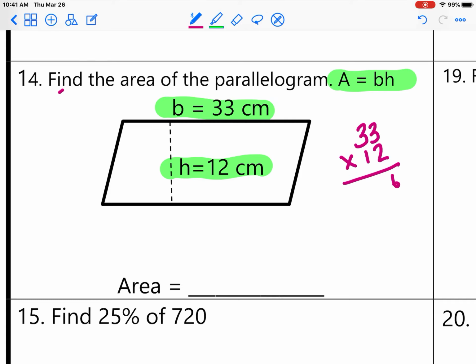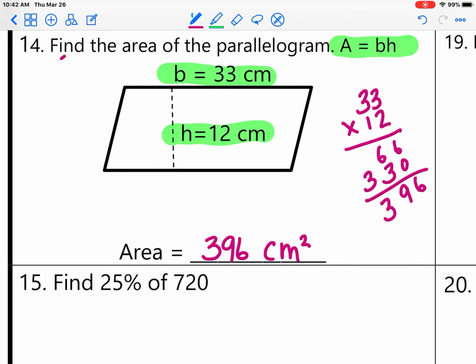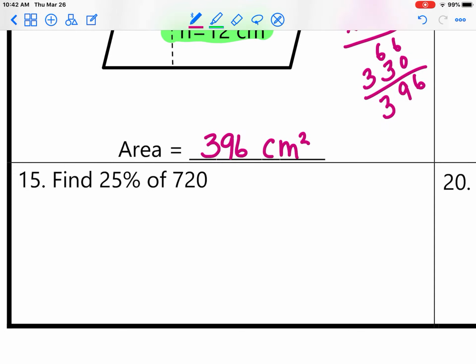And then here we go. 2 times 3 is 6. 2 times 3, still 6. 0 placeholder. 1 times 3 is 3. 1 times 3 is still 3. Then we bring that down. That's 6. That's 9. That's 3. The area of this parallelogram is 396 square centimeters. Again, you don't have to type in the square centimeters on the submit form. Just type in the number 396.